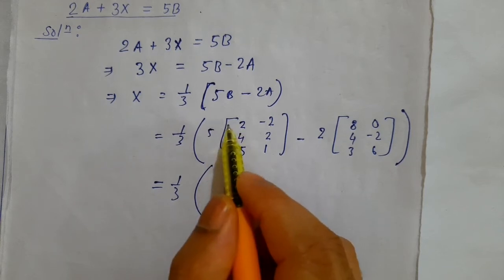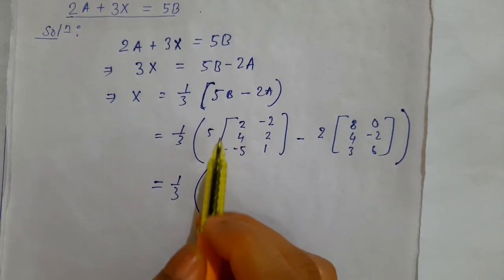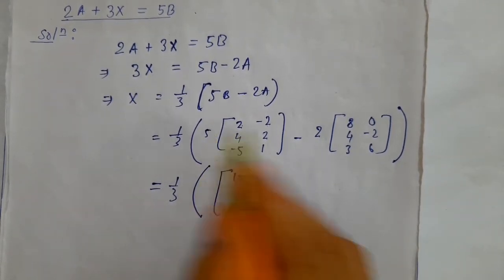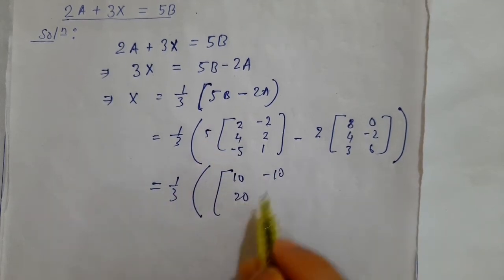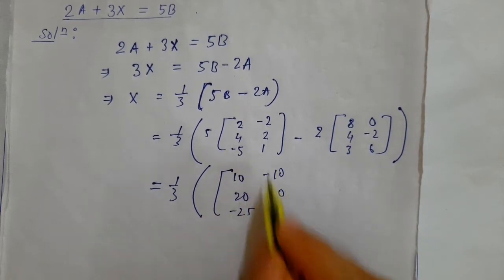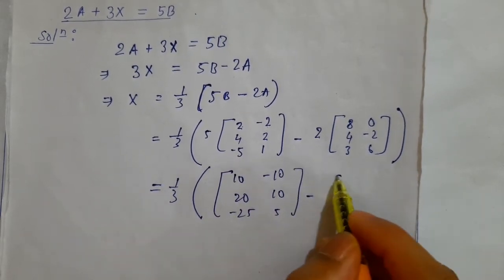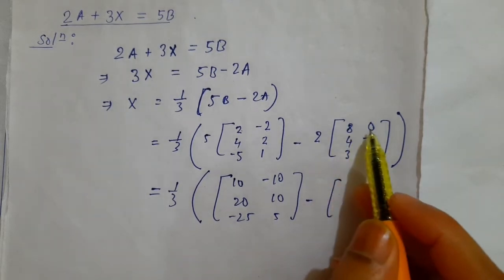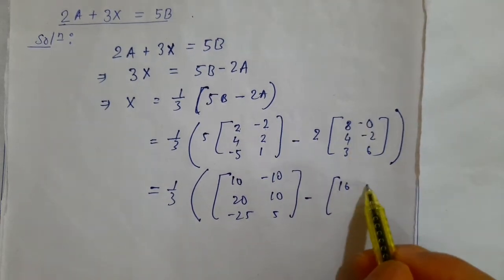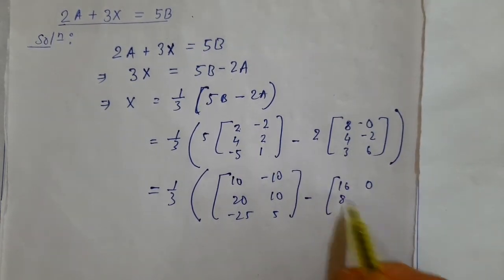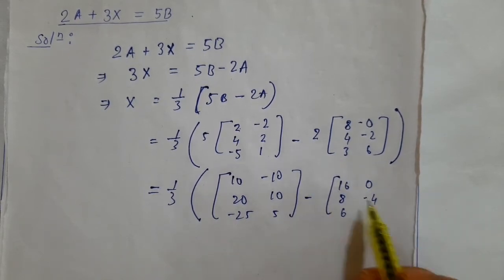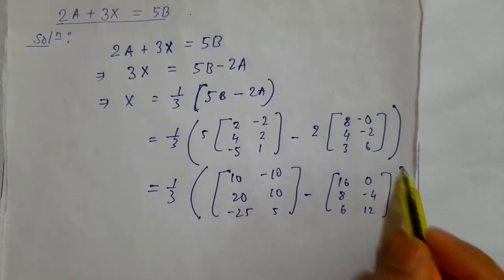Now what will the result be? A scalar multiplies with the matrices. 5 twos become 10, minus 10, 20, 10, minus 25, 5. 2 will be multiplied with each and every element of this matrix. 2 eights are 16, 2 zeros 0, 2 fours 8, 2 into minus 2 becomes minus 4, 2 threes 6, 2 sixes 12.